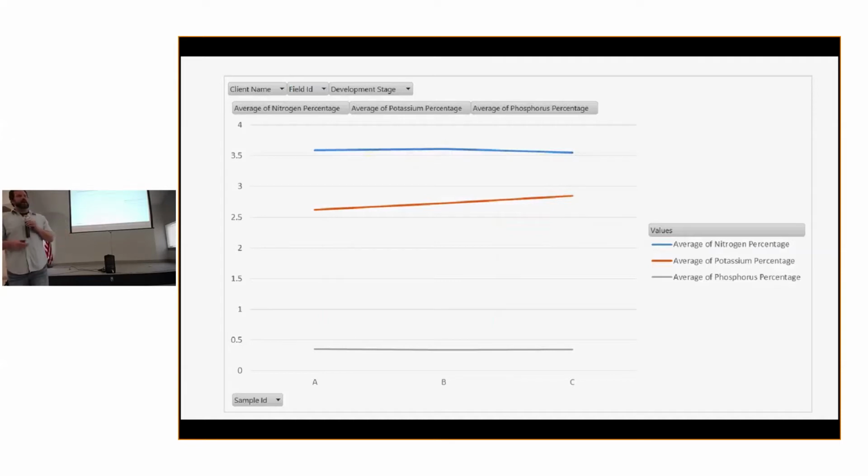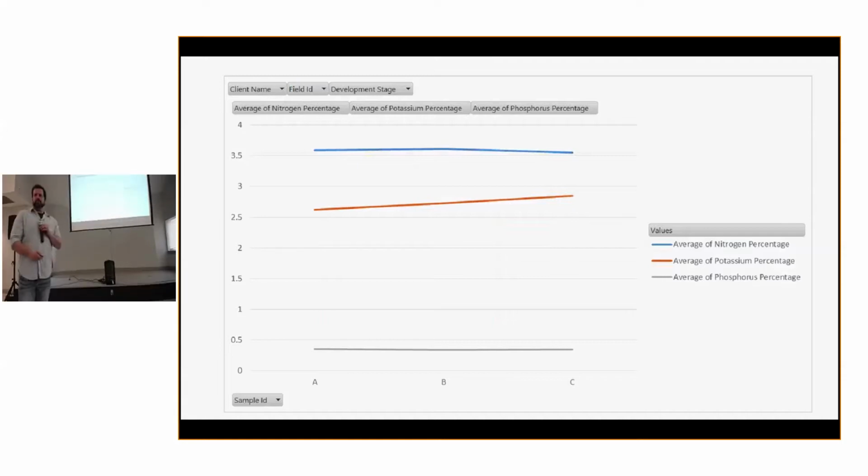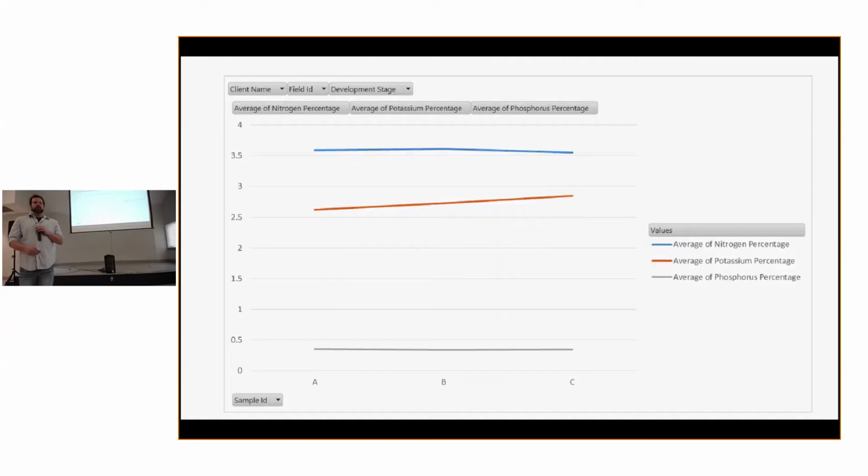What stands out to you? They're all the same, right? Why? Why are they all the same, yet they had a different yield? What is the difference between this plant and this plant? It's bigger. What does bigger mean?